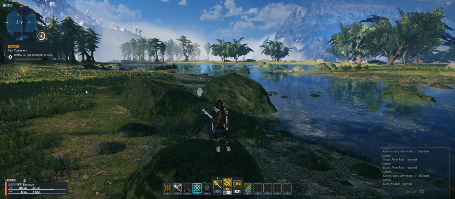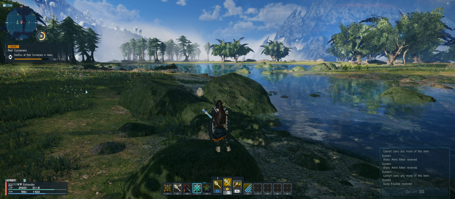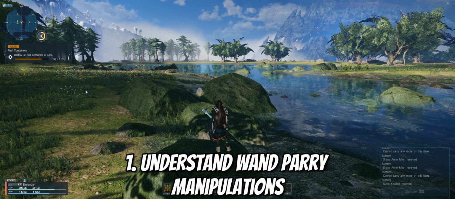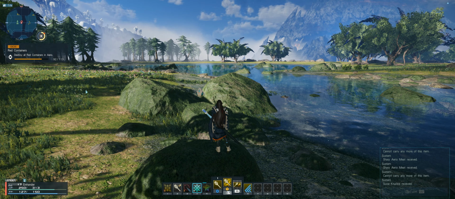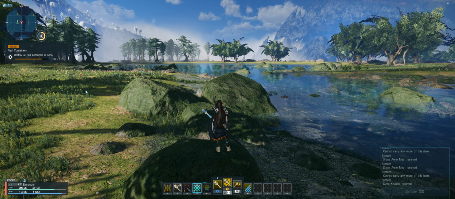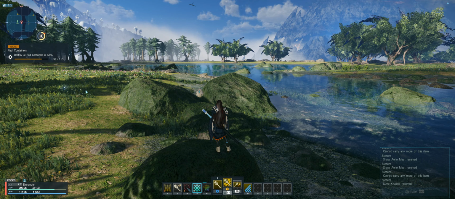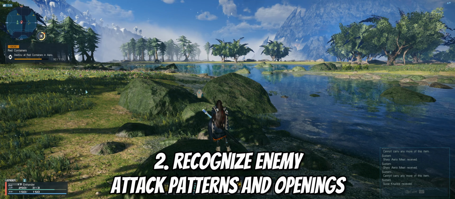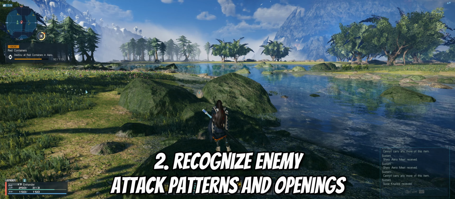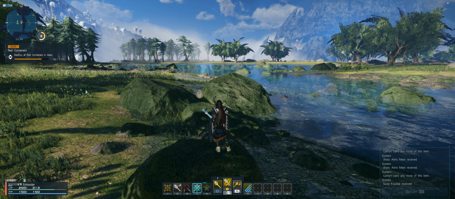And so ultimately what it comes down to is really understanding how you can manipulate Wand Parry. Starting with the sidestep and the similarities between sidestepping and Wand Parry. And then the next is understanding the enemy's attack patterns. How long does it take for them to attack? What happens next? What's the time in between?